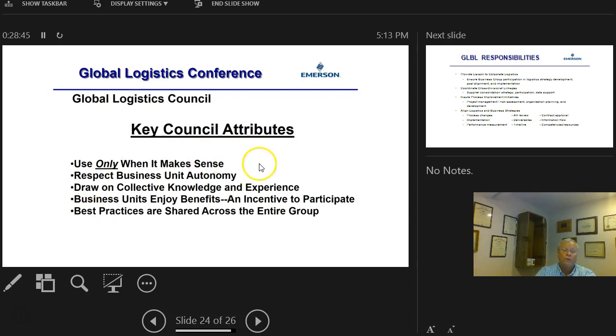So we said only use it when it makes sense to use it. Respect the business unit. At Emerson, that was extremely important and remains important. The business unit autonomy is gospel. But draw on the collective knowledge. And everybody got along very, very well.